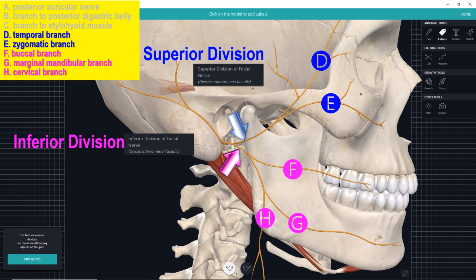As the facial nerve progresses forward, it branches into the five branches labeled D, E, F, G, H in the upper left corner. Before dividing into these five branches, the facial nerve initially split into two divisions, the blue-colored superior division and the pink-colored inferior division. The superior division further divides into branches D and E, while the inferior division divides into branches F, G, and H.